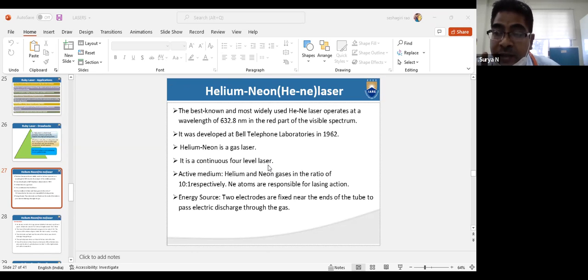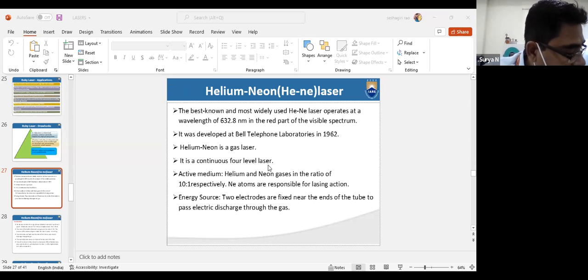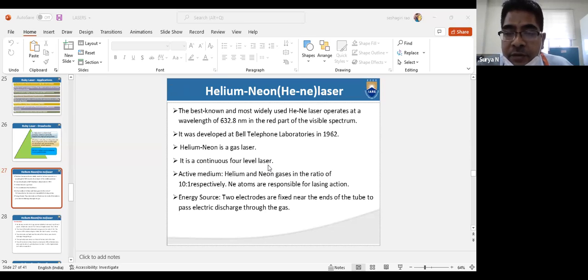The ruby laser is a solid state laser, whereas the wavelength that a helium neon gas laser can generate is around 632.8 nanometers or 6328 angstroms. In the electromagnetic spectrum, this is at the red part of the visible spectrum. Basically, this helium neon laser was first developed in Bell Telephone Laboratories in 1962.